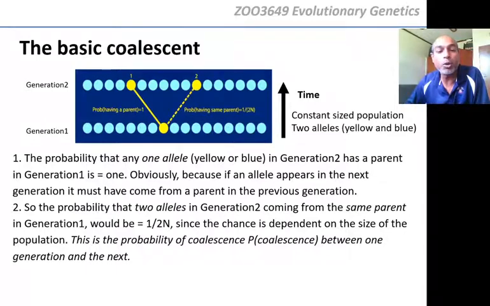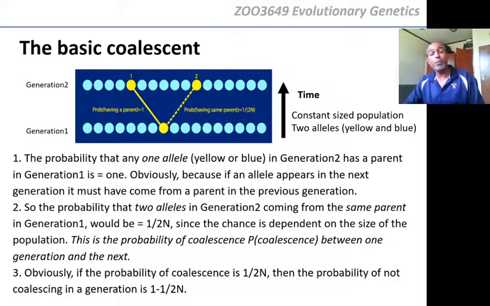This is how we model genetic drift in a Wright-Fisher population: 1 over 2n using this coalescent process. And why 1 over 2n? Because the probability of two individuals in generation 2 coalescing to the same parent in generation 1 is 1 over 2n. It depends on the population size. So it's a function of genetic drift, because genetic drift also depends on the population size.